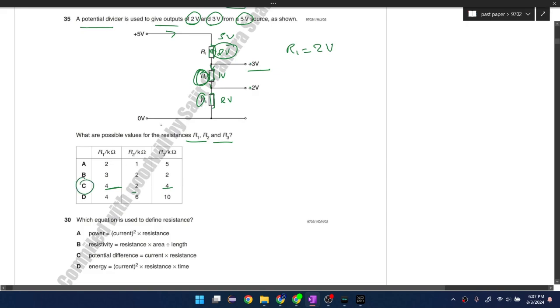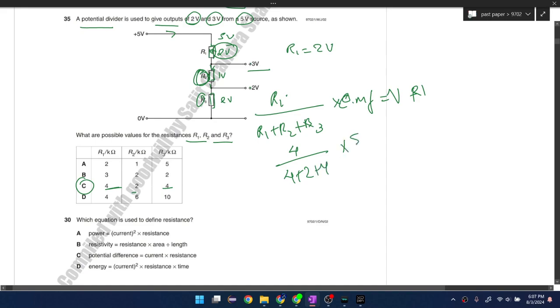Actually, there's another way you can see this, something like a ratio, right? So it's R1 divided by R1 plus R2 plus R3, multiplied by the EMF, that is the voltage, by R1. So that means 4 over 4 plus 2 plus 4, into 5. So that's 4 over 10, into 5, which is 2 volts.